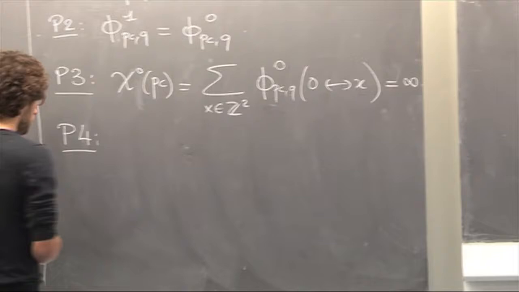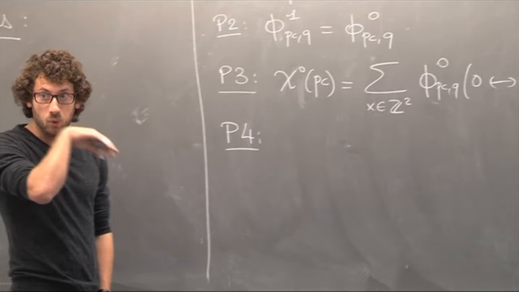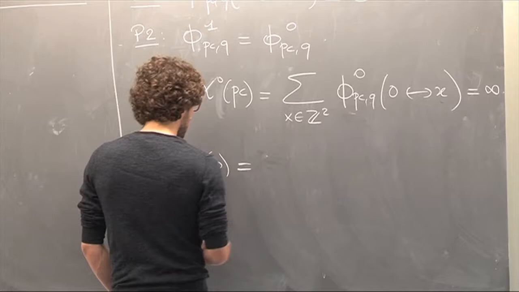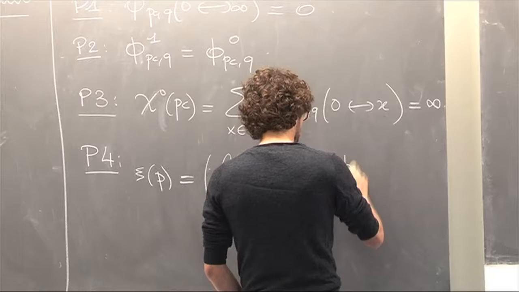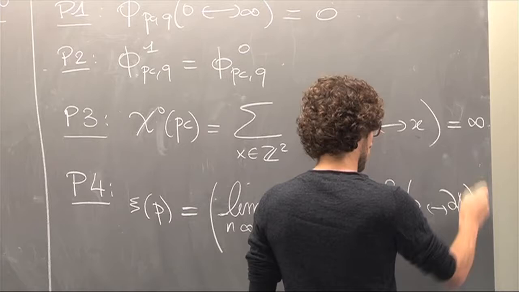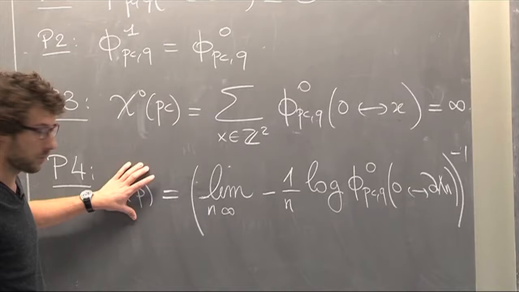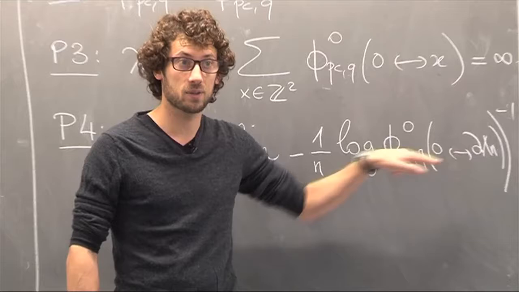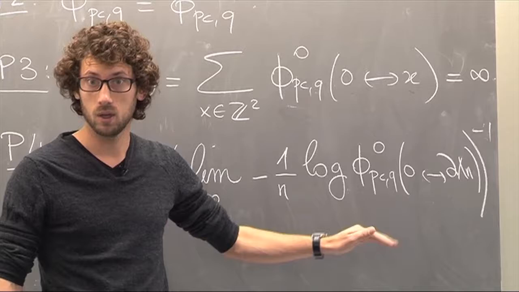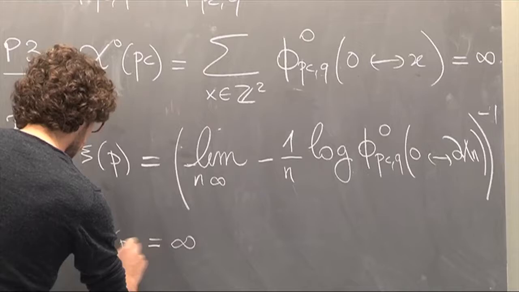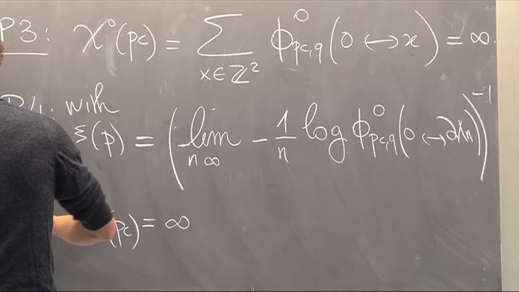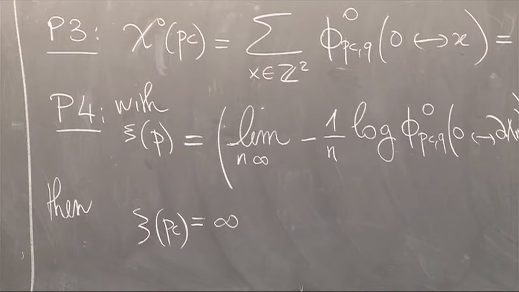This correlation length, there are many different ways of defining it, but one way is to say that it's the inverse of minus the limit when n tends to infinity of minus 1 over n times the log of the probability to be connected to distance n. So what does it mean? 1 over the correlation length is equal to the rate of exponential decay of this thing. So in particular, if this thing doesn't decay exponentially fast, then this is going to be infinite, because this is going to be 0. Well, the fourth condition is exactly that. With this definition, psi of PC is equal to infinity. So there is an infinite correlation length.